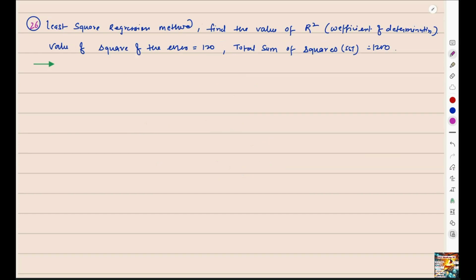Next question is, using the least square regression method, find the value of R square, that is coefficient of determination. The sum of square of the error is given as 120 and total sum of the squares is given as 1200. So this is also a formula based question.